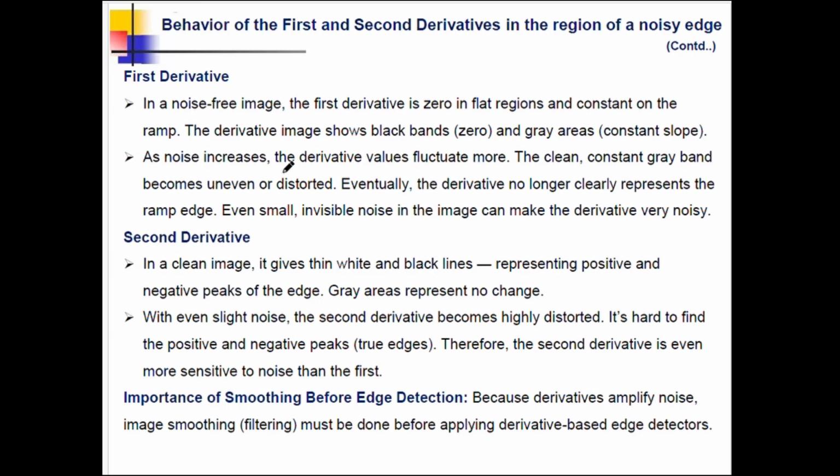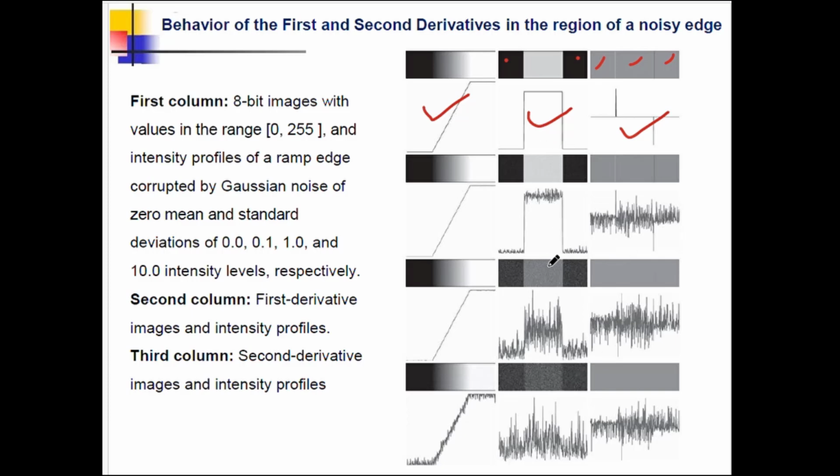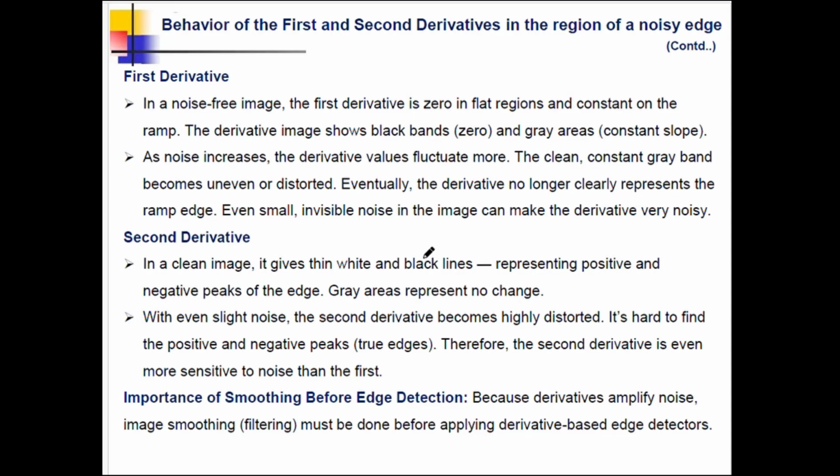So as noise increases, the derivative values fluctuate more. The clean constant gray band becomes uneven and distorted. See these distorted profiles. Eventually, the derivative no longer clearly represents the ramp edge. Even small, invisible noise in the image can make the derivative very noisy. This is about the first order derivative. With even slight noise, the second order derivative becomes highly distorted. It's hard to find the positive and negative peaks as I explained. Therefore, the second order derivative is even more sensitive to noise than the first.